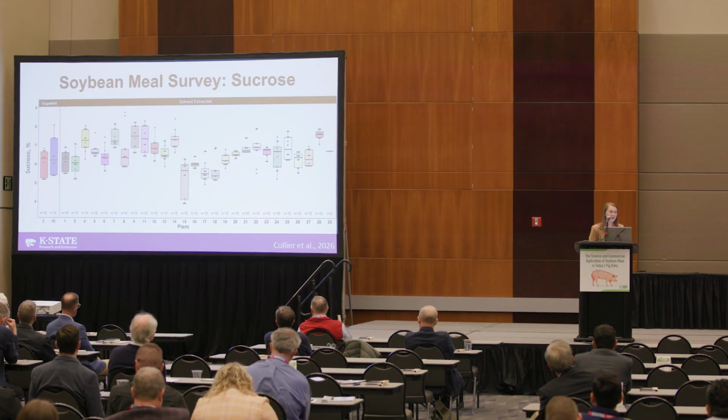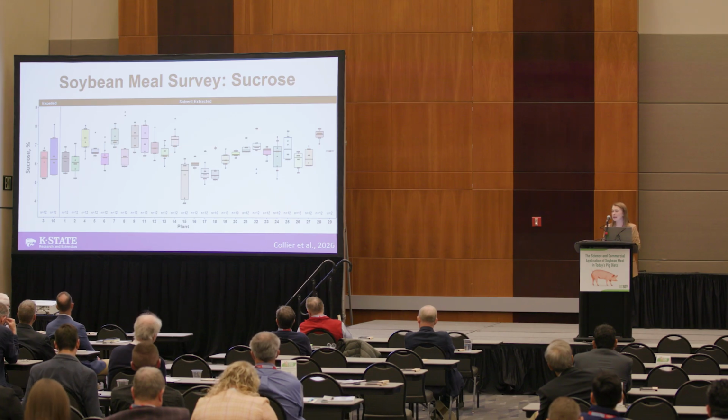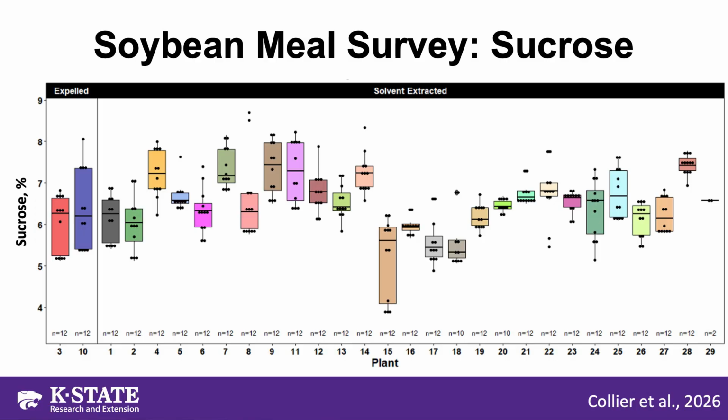Next, the previous presentation presented some information on sucrose. And again, I think this is a positive message when you think about US soybean meal. We see sucrose levels in this survey ranging from, if you exclude plant 15, which is our lowest, almost all of our samples were over 5%, where we see in other regions sucrose values that could range closer to 4 to 5%. And we see that's not just driven by one plant, but this is driven by all of the different plants that we were able to sample.